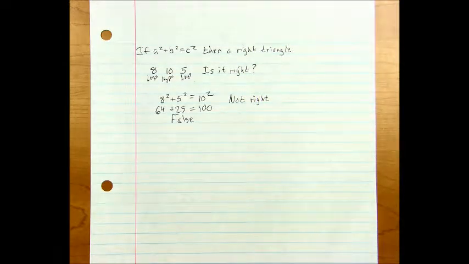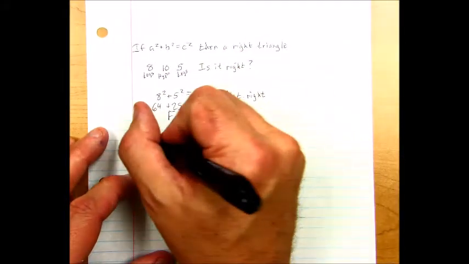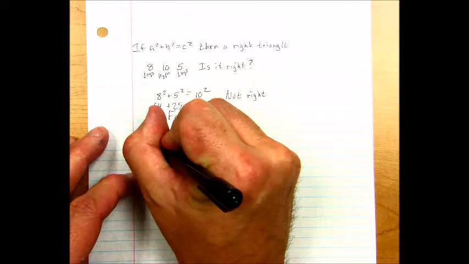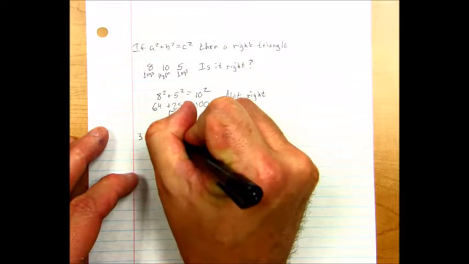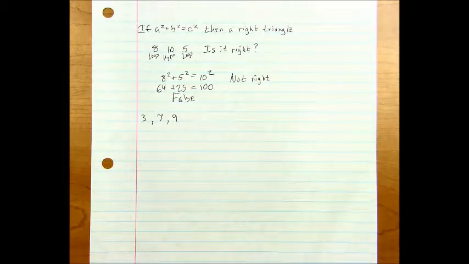That make sense? So if I said, let me give you some other sides. So, I don't know, give me a number here. 3, 7, and we'll say 9. Is that a right triangle?